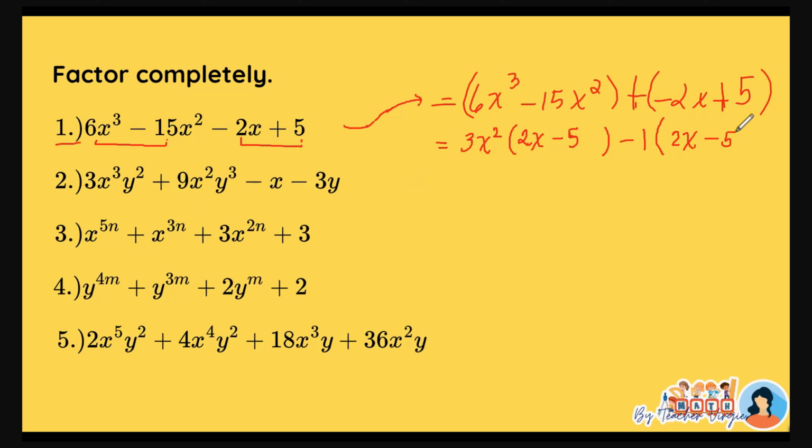Let's apply the rules of integers. As you can see, we have a common binomial. We can write first the GCF, or the greatest common binomial factor. Then let's find the remaining factors of each term. On my first term, since we divided out 2x minus 5, we are going to take away this one. The remaining is 3x squared.